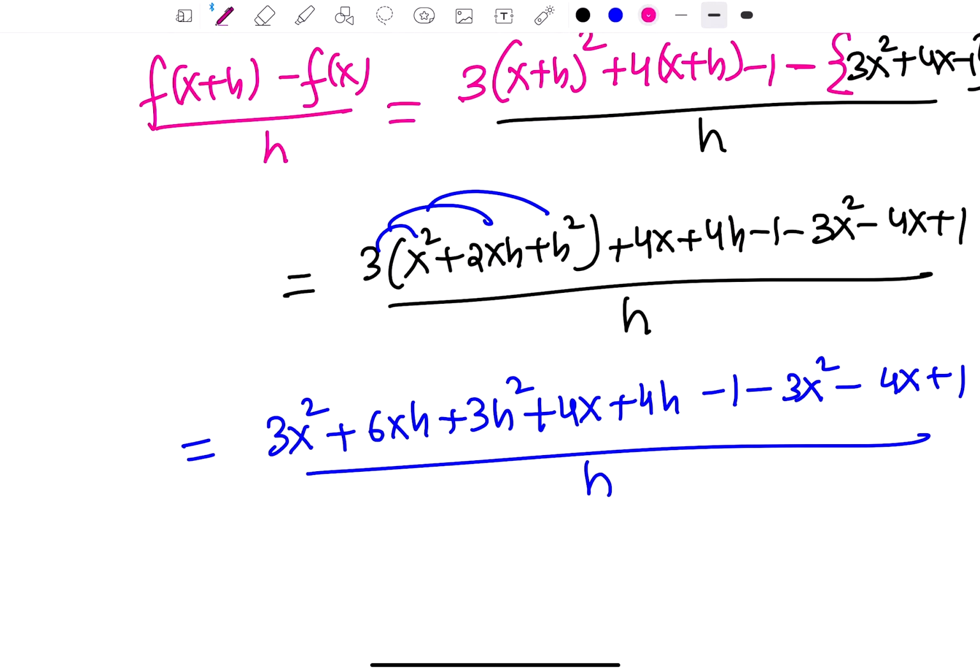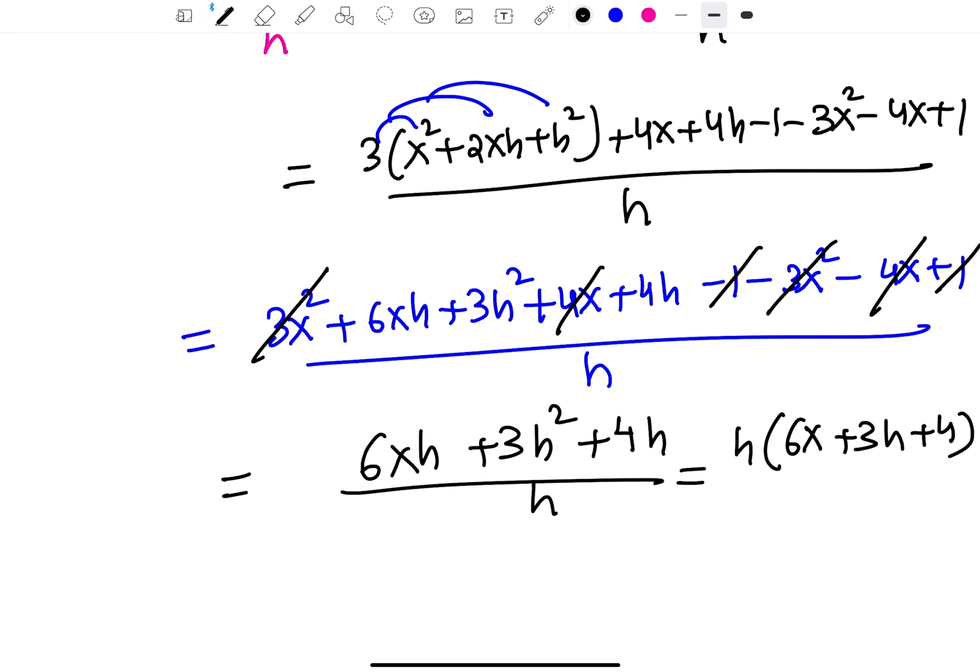divided by h. Let's cancel any common terms that we can cancel, any terms that are positive and negative, but same terms, so they're going to be gone from here. We have positive 4x, negative 4x, we have a negative 1 and a positive 1. So all we're left with is 6xh plus 3h squared plus 4h divided by h. We can factor an h out from the numerator and be left with our difference quotient, and that would be 6x plus 3h plus 4. And that's our difference quotient for this problem.